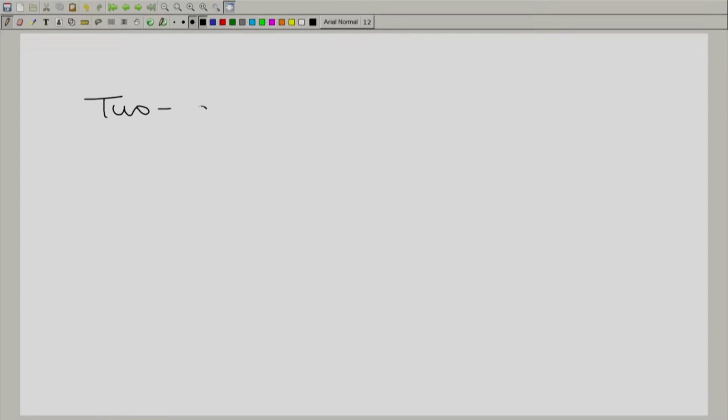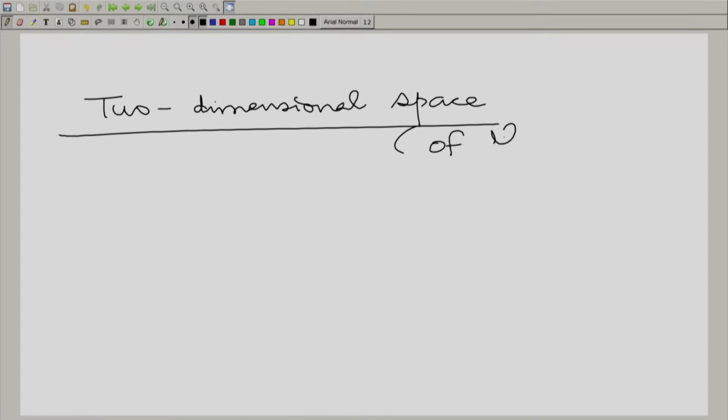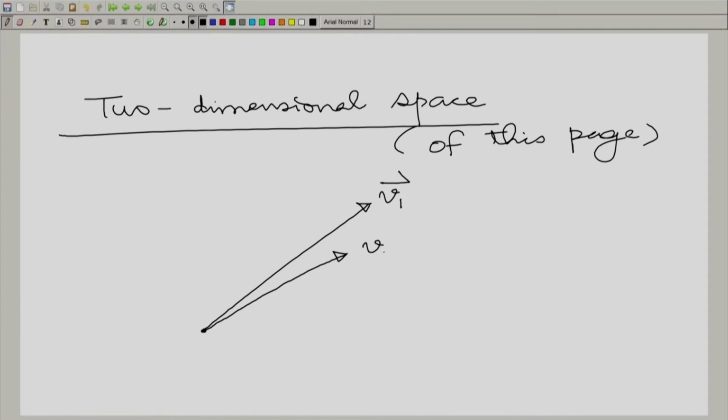Let us take a two-dimensional space. So, there we go. Let us have this two-dimensional space spanned by this page below here. And let me have two vectors. Let us call them v1 and v2. This is the origin, and I have two vectors, v1 and v2.